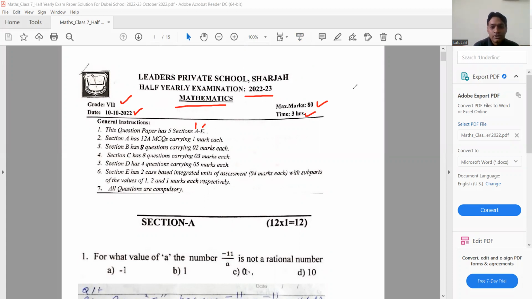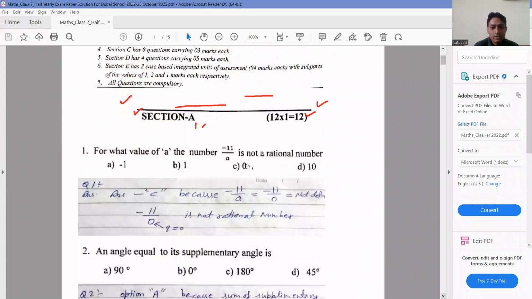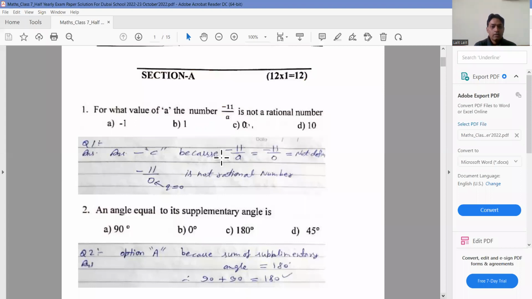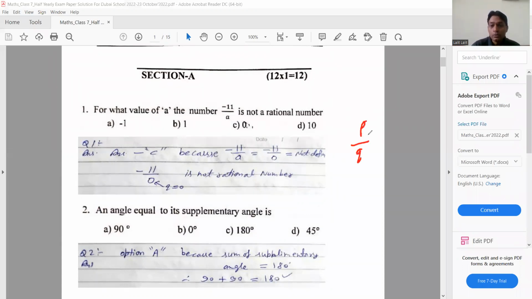Section 1 contains 12 questions with 1 mark each. Basically, these are MCQs. So in section 1, the first question, section A: for what value of A is the number minus 11 upon A not a rational number? Minus 1, 1, 0, and 10. Simple. What is the definition of a rational number? A rational number is any number which can be represented in the form of P upon Q, where P and Q both are integers and Q is not equal to 0.